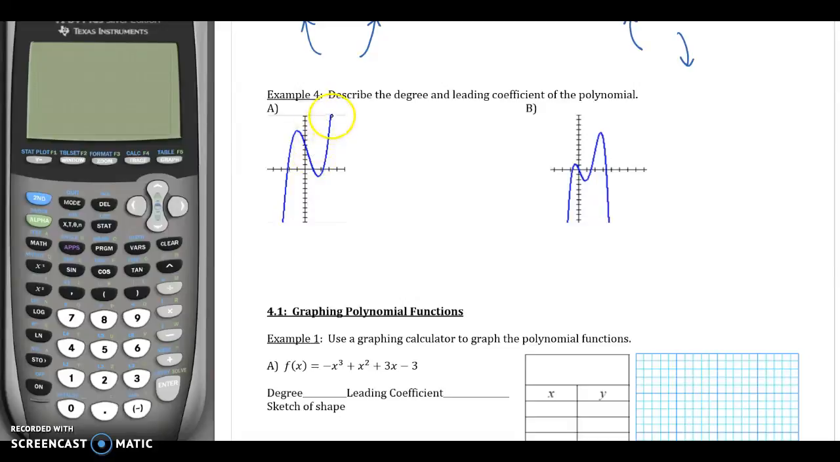In example A, the two ends point in opposite directions. What does that mean about the degree? It's an odd degree. The right side of the graph points upward. What does that tell us about the leading coefficient? Positive leading coefficient. How about number 8?